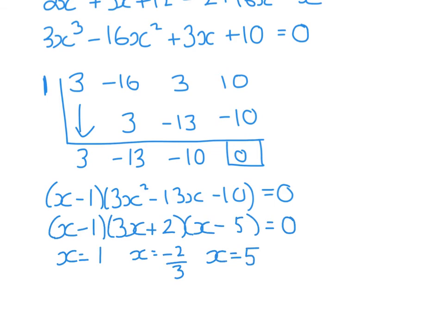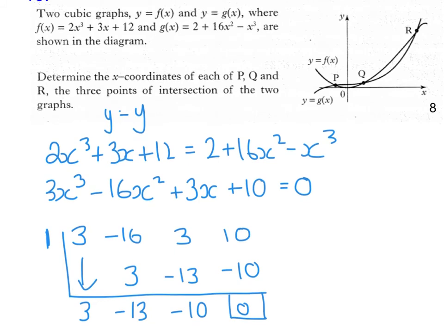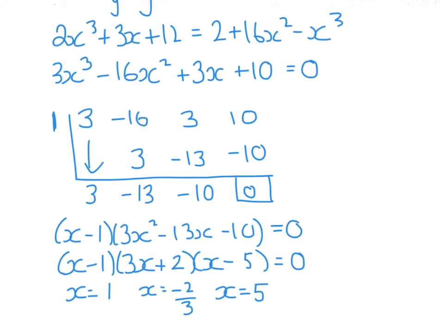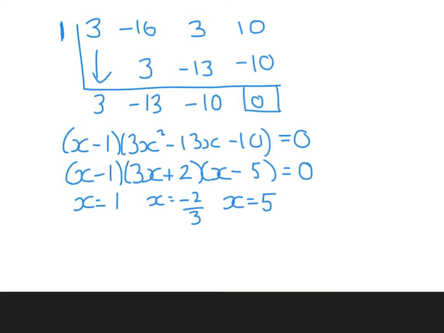Now, the question asked just for the x coordinates. So it went PQR from left to right. So the x coordinate of P would be this one. So this is P, this is Q, and this is R. They only wanted the x coordinates, so that's it. That's enough done. Another nice question.